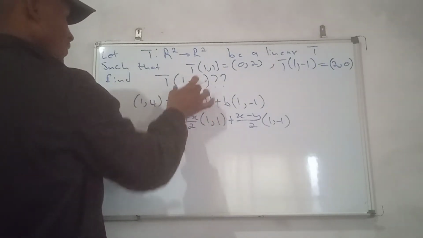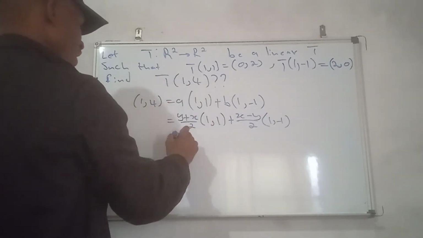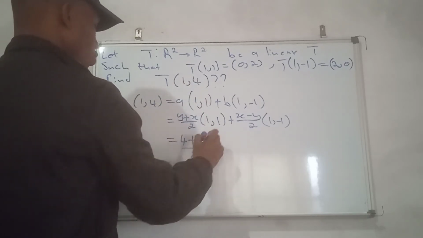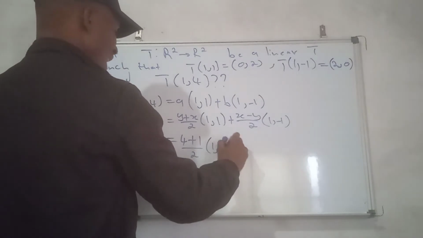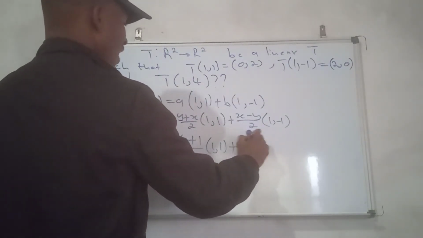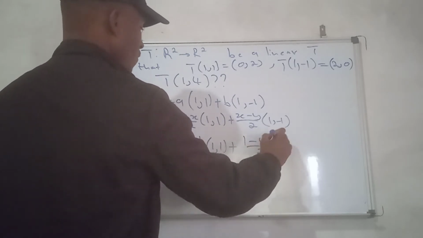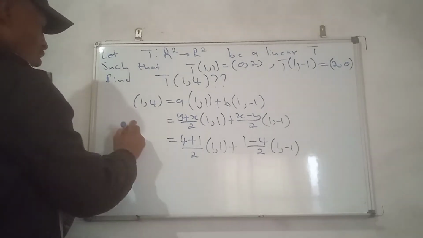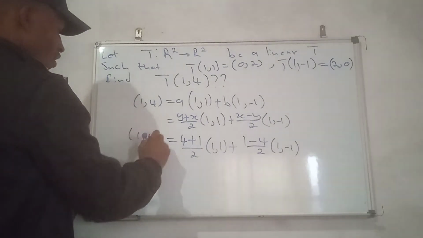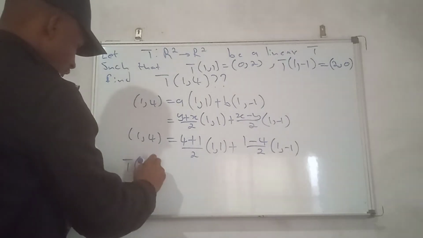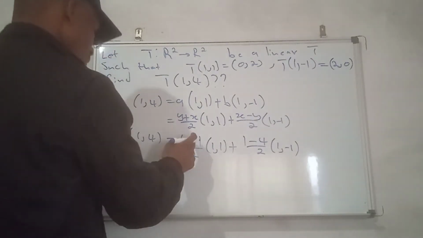But of this one, so what is my y? My y is 4. And what is my x? My x is 1, all over 2, times (1,1) plus, what is my x? My x is 1. What is my y? It is minus 4, all over 2, times (1,-1).